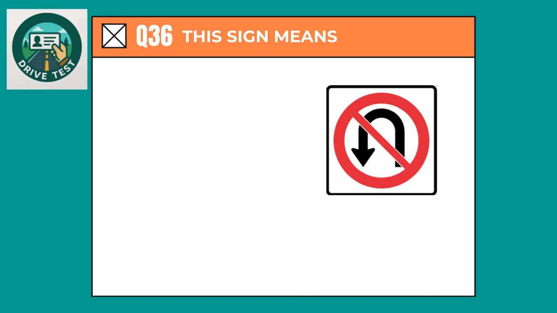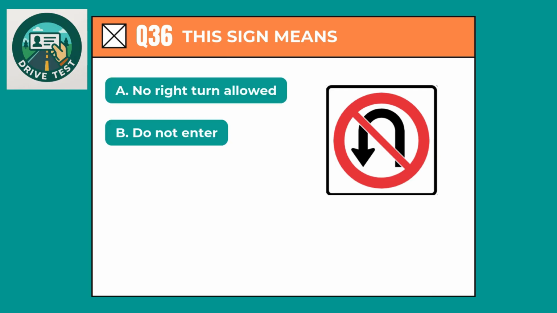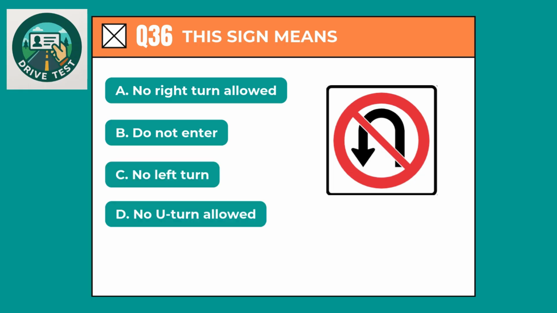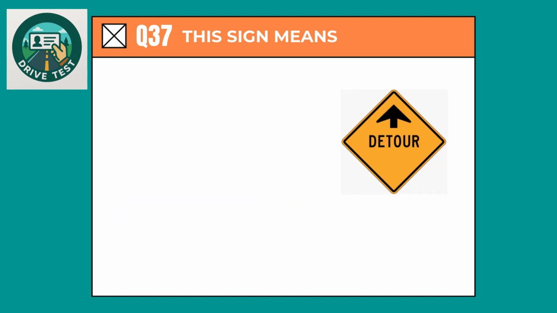Question 36. This sign means A. No right turn allowed. B. Do not enter. C. No left turn. D. No U-turn allowed. The correct answer is D. No U-turn allowed.